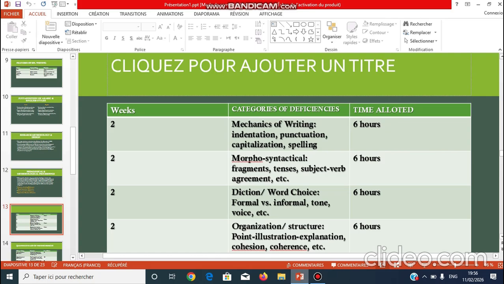Here is the time allocated to each category of deficiency. Two weeks for each, six hours were allotted to deal with those deficiencies.